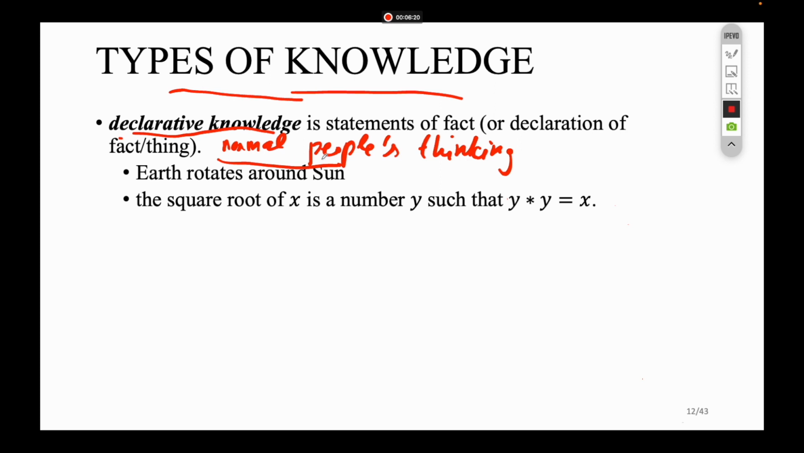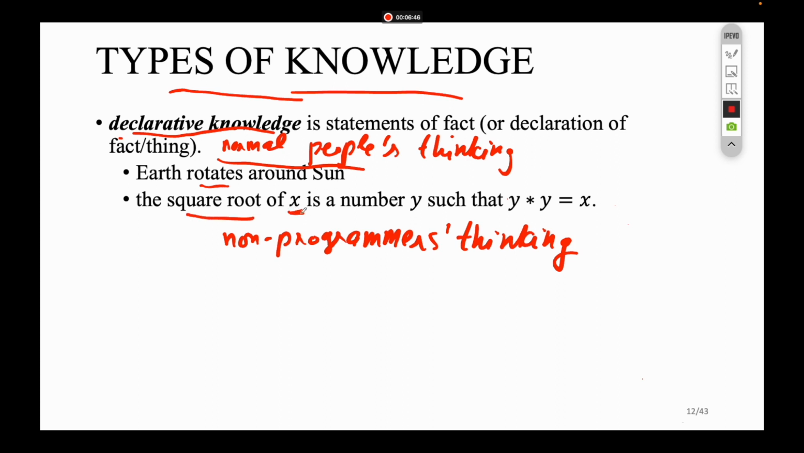For example, you can say Earth rotates around the Sun. Or, a square root of h: any number h, the square root is a number y such that y multiplied by y, meaning y squared, is equal to h.